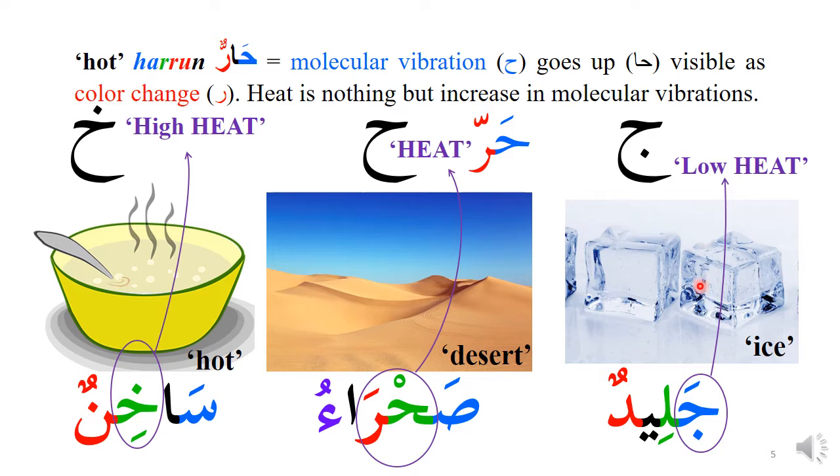All right. So if you look at the words, you will see that Jim will be mostly associated with words that are with low heat or cold, such as ice, which is Jalid. Then Sakhin means hot, but hot liquid, and you can see the high heat because of the vibration increase. The dot is up, so Sakhinun means hot. You can see this is symbolizing water. This word would be used for hot liquid, not say hot iron or some metal. So Sakhin would be a liquid state.